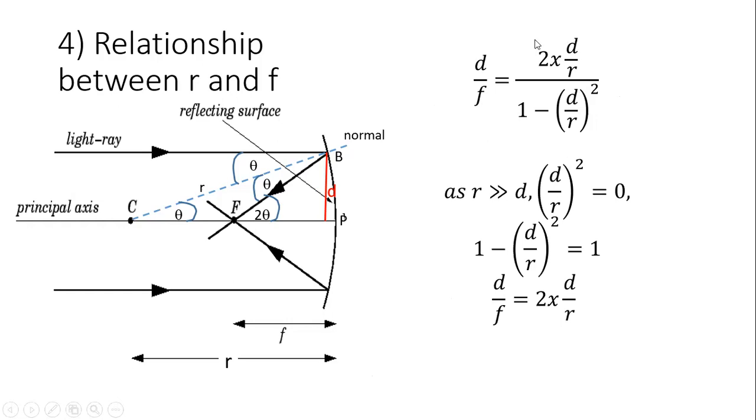So we get this formula. D and D can cancel off. So we get our answer. R is equal to 2F.